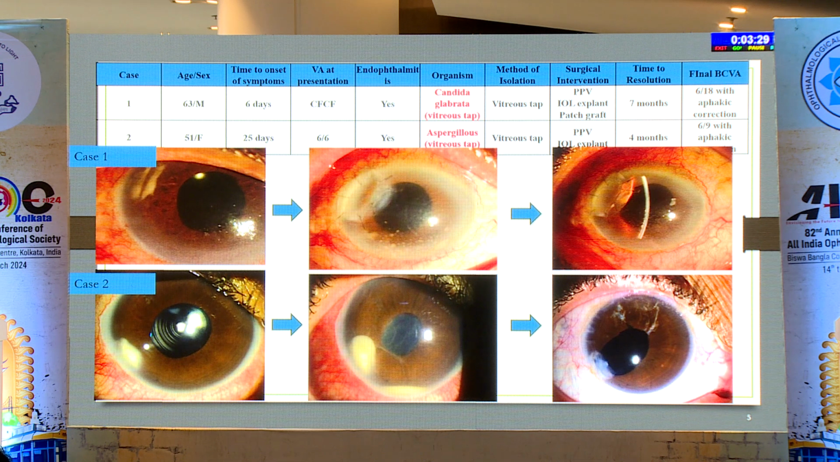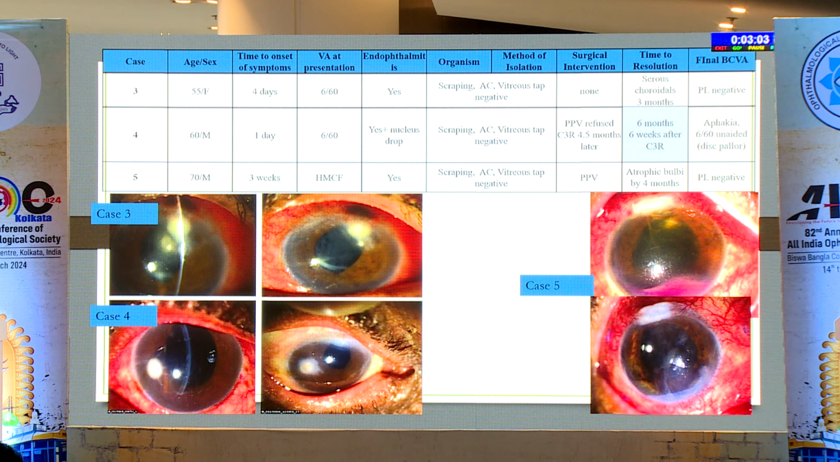In the second patient, the patient presented with 6/6 vision and there was a side port fungal corneal tunnel infiltrate. After repeated intracameral intrastromal injections, it was not improving. And finally, the patient had to undergo a pars plana vitrectomy with IOL explant. There was a big fungal ball behind the iris, so the iris was also cut. But finally, after 4 months, the patient was 6/9 with aphakic correction.